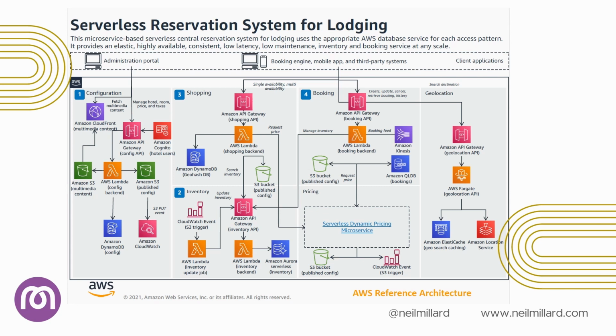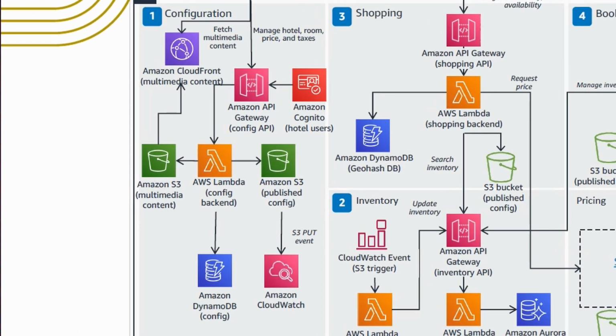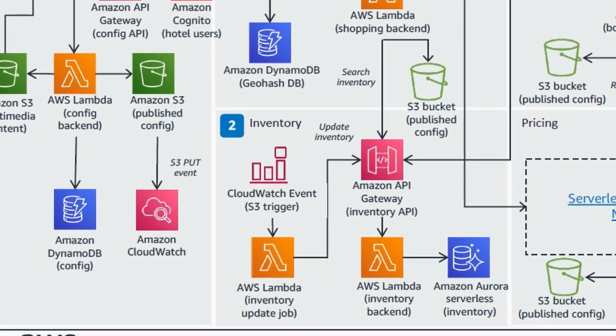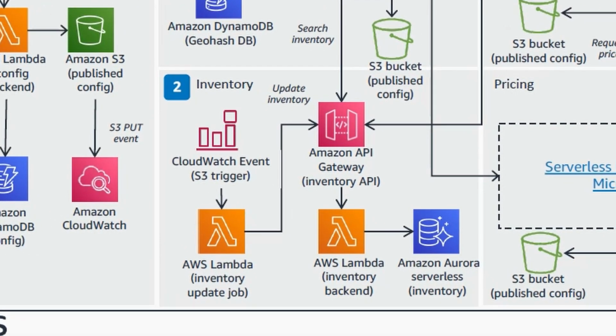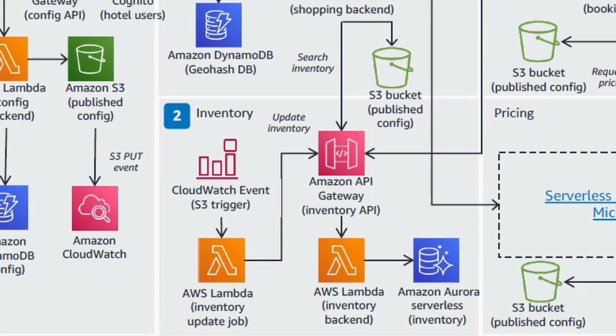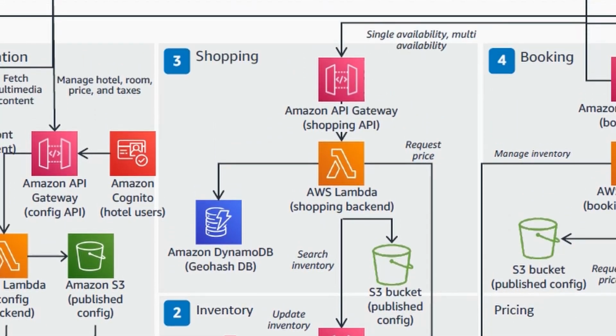It's in several parts and uses serverless components throughout. In the first part, number 1, this is the admin backend. This is for the staff to use when they're running a hotel, see what bookings there are and stuff like that. Looking at number 2, this is a back-end system that stores the inventory for the shop. Number 3 is the front end for the shop.